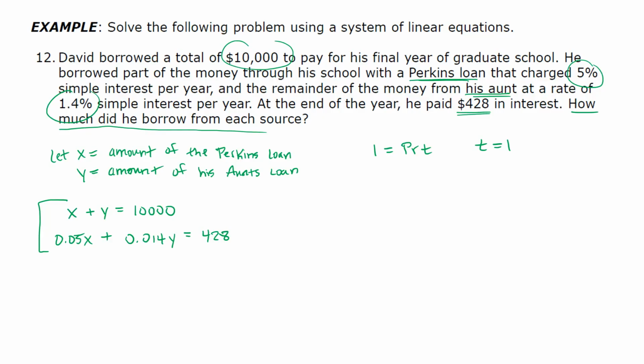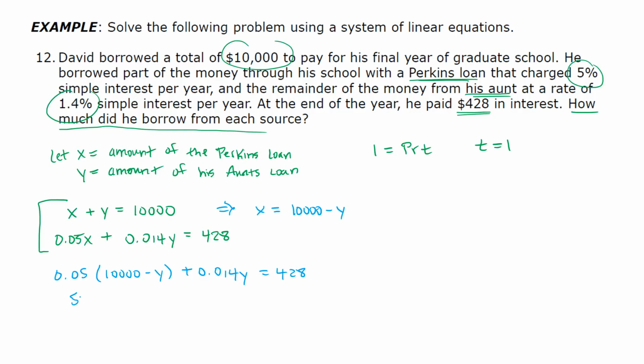Now we need to determine what method we want to use to find the amounts for the Perkins and for his aunt's loan. I would recommend using substitution. And I would use substitution because I can rewrite this first equation where x equals 10,000 minus y. I can then take that expression for x and substitute it into my second equation. So 0.05 times 10,000 minus y plus 0.014y equals 428.